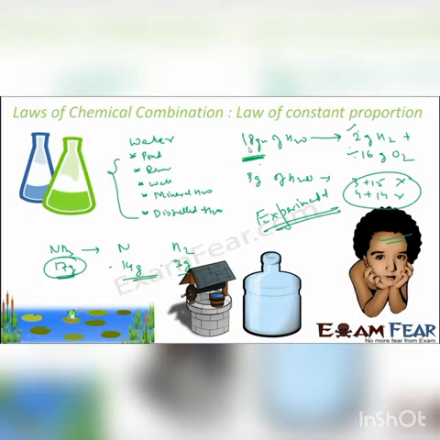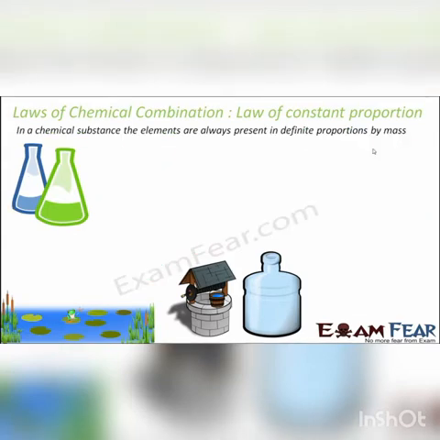If you take 100 grams of water, then you will get 2 by 18 into 100 grams of hydrogen and 16 by 18 into 100 grams of oxygen. The math will all be the same. But this proportion, 16 by 2, that is always maintained. And why is this happening? So with that, a new law was given, that was the law of constant proportion. It says that in any chemical substance, the elements are always present in definite proportion by mass.